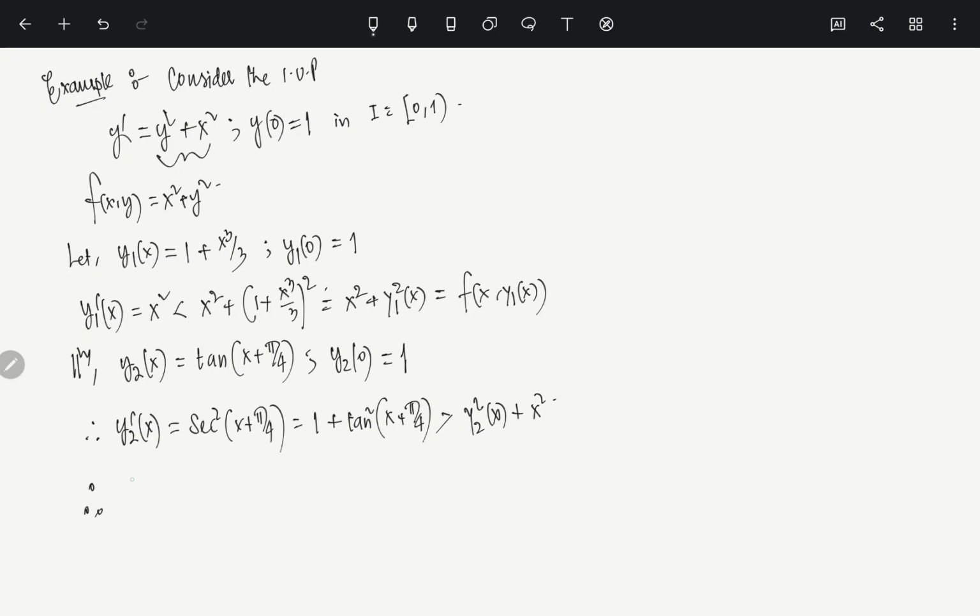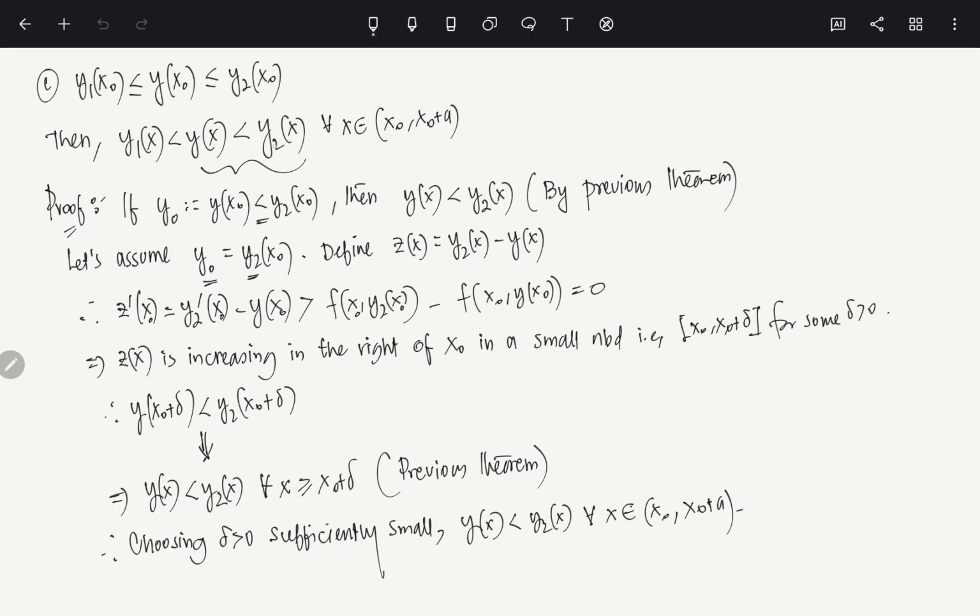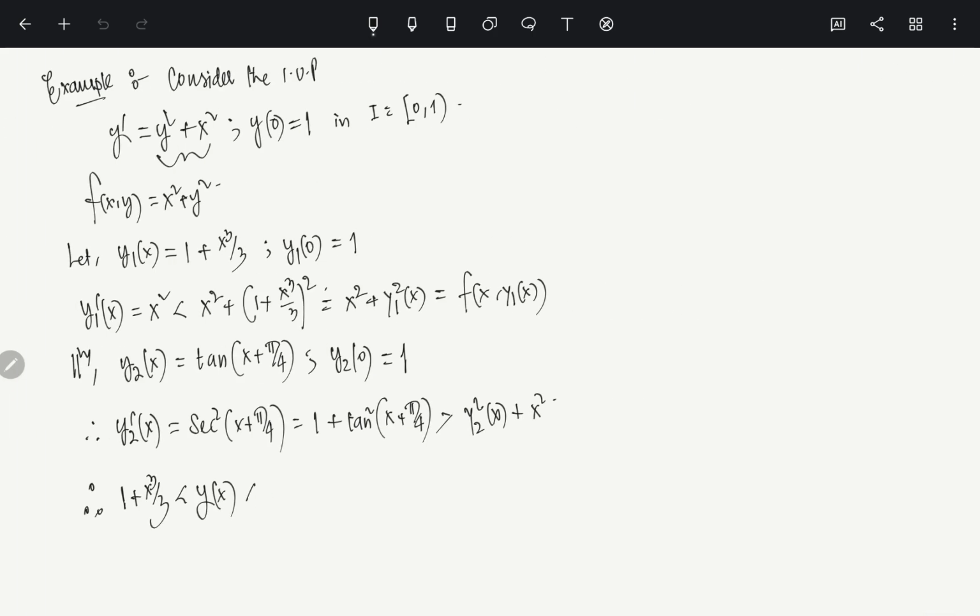Therefore 1 plus x cube by 3 is dominated by y of x because of this theorem. In this case y of x dominates y1 and is dominated by y2, so it is dominated by tan of (x plus pi by 4). This holds for all x between 0 and not 1 but pi by 4, because of the tan, which holds up till tan 90. So x lies between 0 and pi by 4. In this interval you get an upper bound and lower bound.